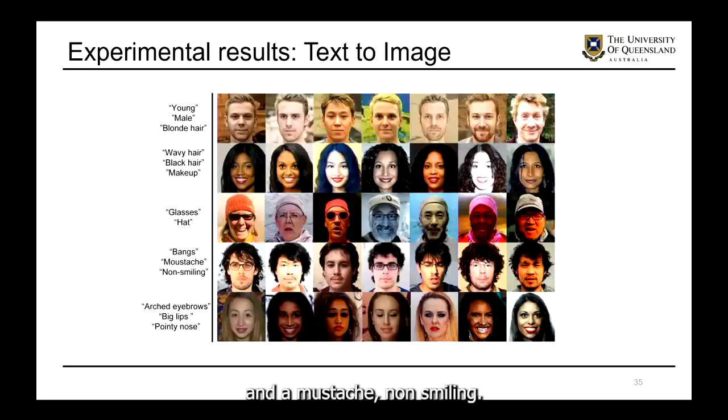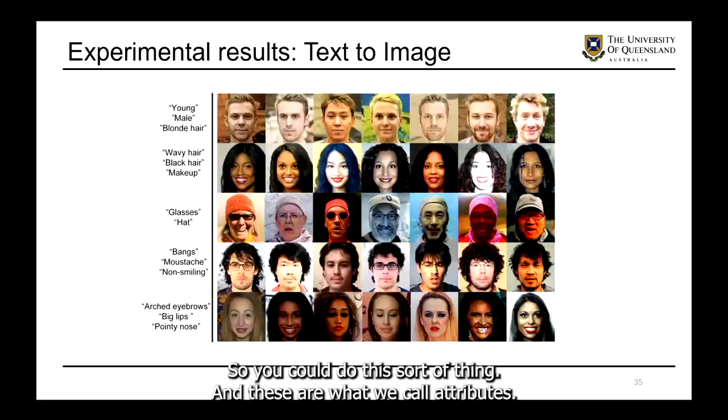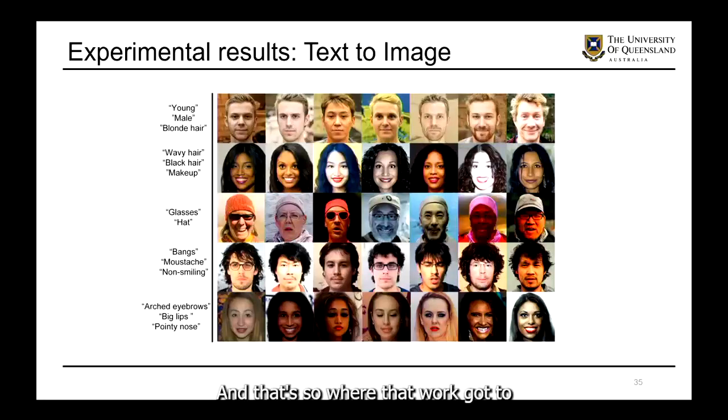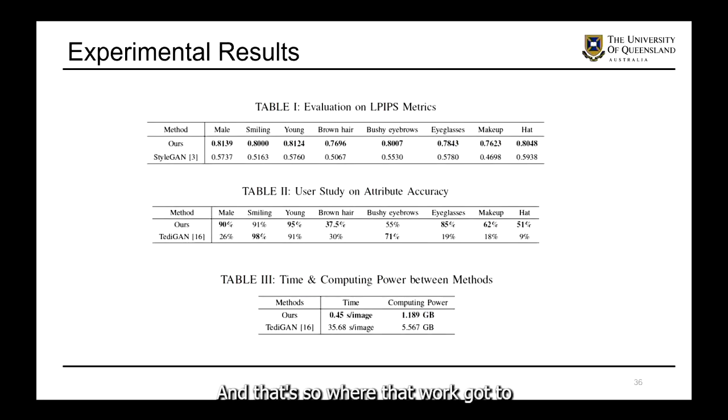And moustache, non-smiling. Not many women have moustaches, but anyway, you can do this sort of thing, and these are what we call attributes, and then you can produce a whole bunch of faces that match these conditions, and that's where that work got to.